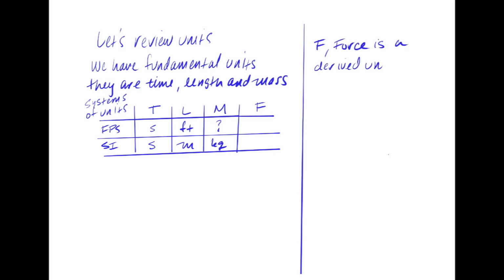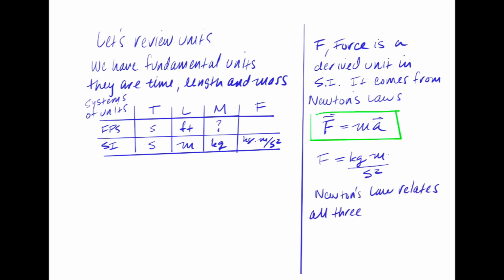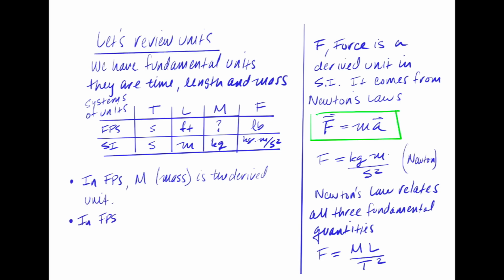So time in both systems is seconds, length in FPS is feet, length in SI is meters, mass in SI is kilograms, and then force in FPS is pounds. Mass in FPS is a derived unit, and force in SI units is a derived unit.